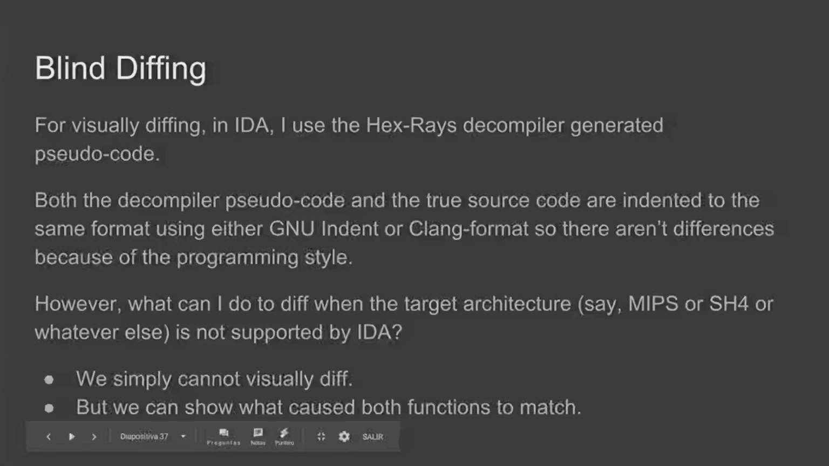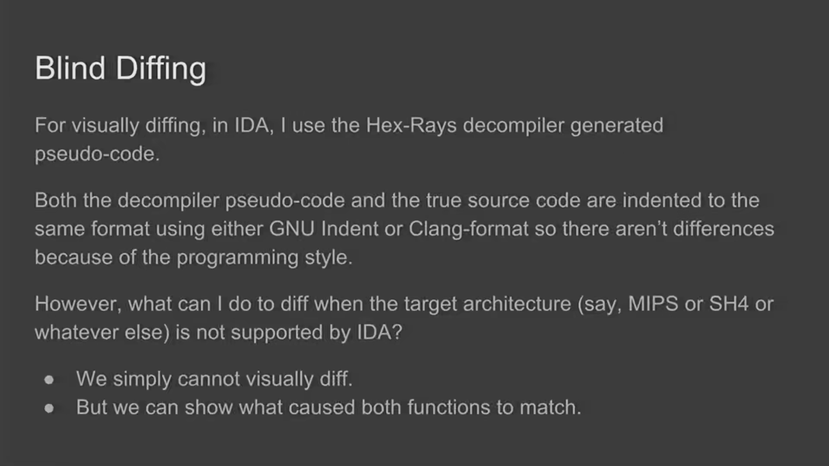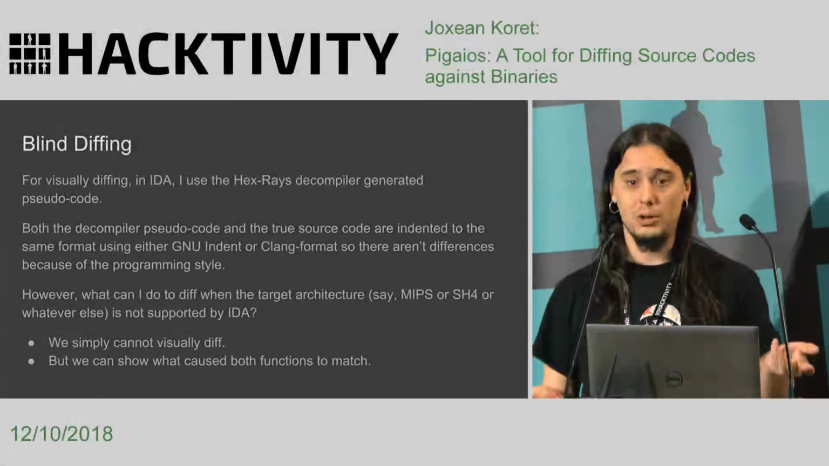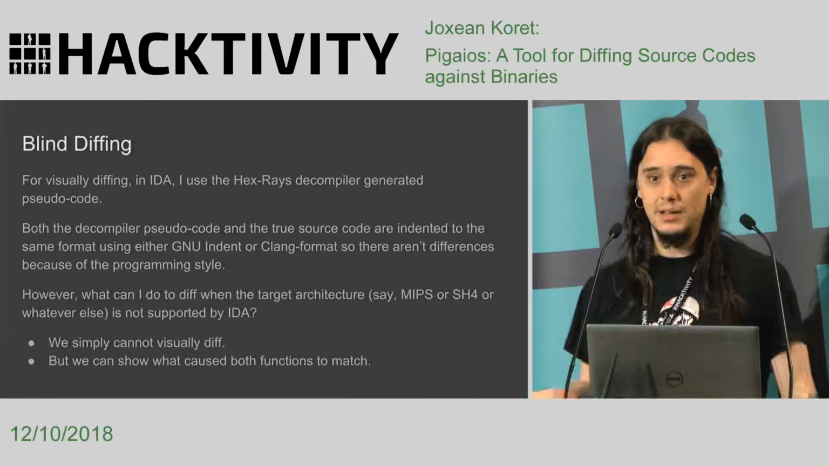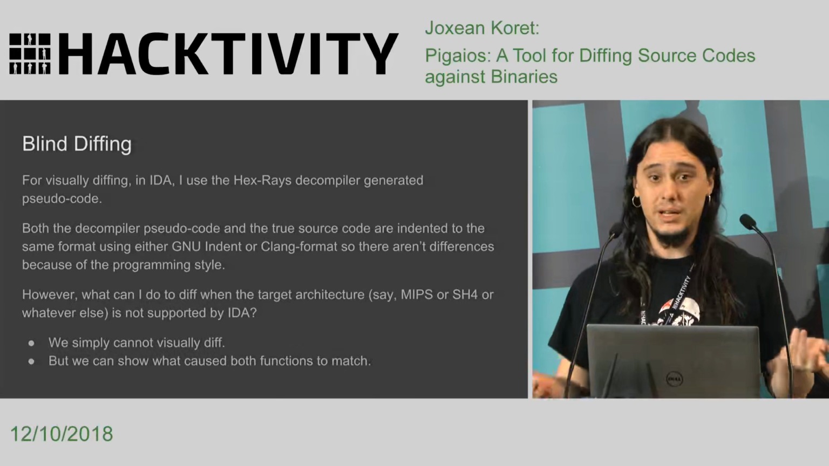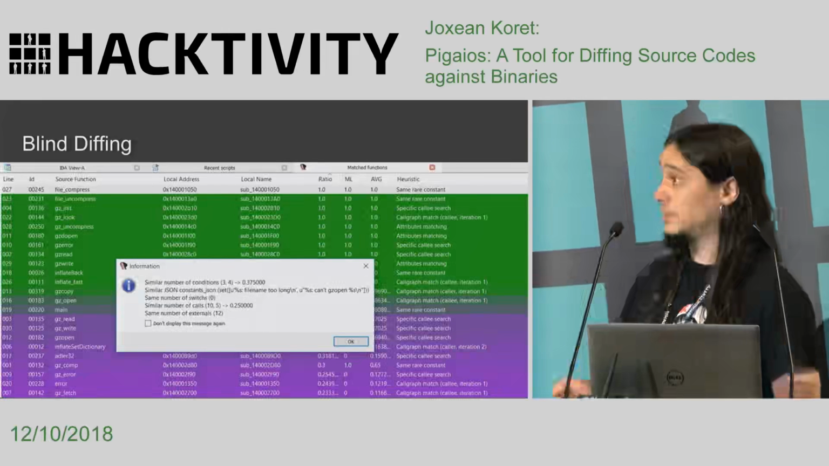Another problem, as I said, is blind diffing. For visually diffing, for showing the differences, I use the decompiler. As you can see here, it doesn't make much sense most of the time, but well, we can get to see something. But what can we do if the decompiler doesn't support the target architecture that we are working on? We simply cannot visually diff them. Makes sense? What I do is simply show what matches I have from both functions, so the reverse engineer can decide if it is good or bad. This is all I do.